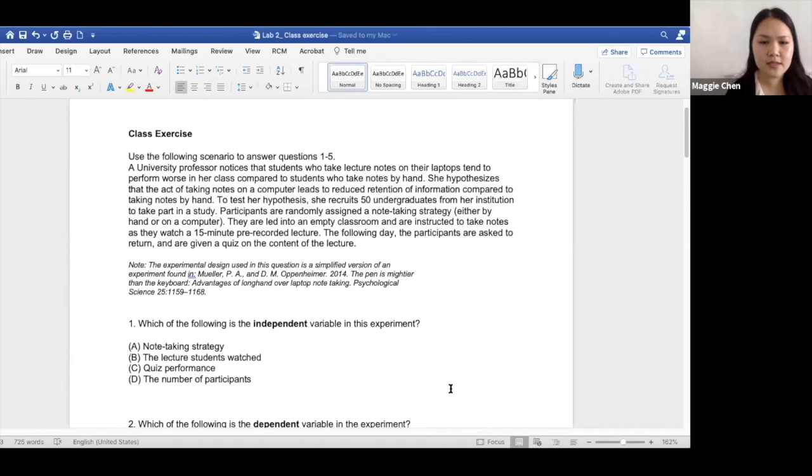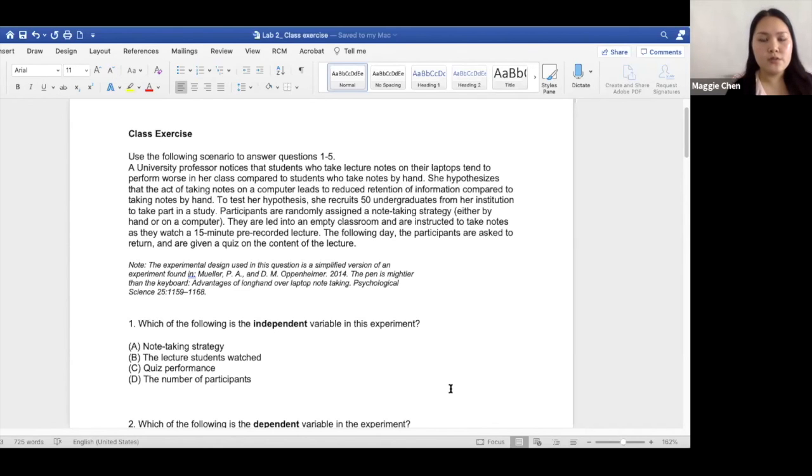Participants are randomly assigned a note-taking strategy, either by hand or on a computer. They are led into an empty classroom and are instructed to take notes as they watch a 15-minute pre-recorded lecture. The following day, the participants are asked to return and are given a quiz on the content of the lecture.